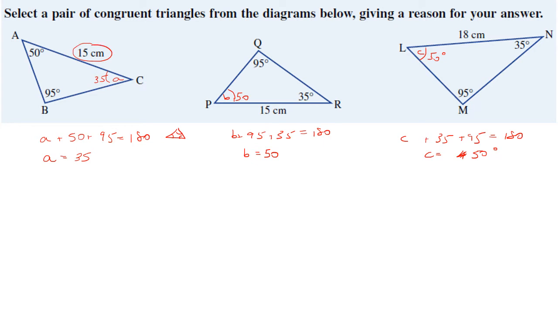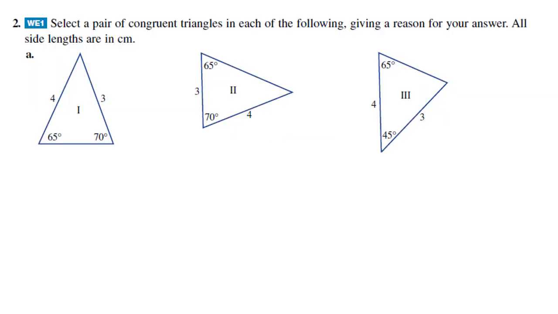Now we need to make sure the sides are corresponding. So what that means is, in our first triangle, we'll call this triangle ABC, the side that's 15 centimeters long is opposite the angle that's 95. If we look in triangle B, our side that's 15 is opposite our angle that's 95. So these two triangles are congruent. But let's just compare, for example, over here, our angle that's 95 is opposite to a side that is 18 centimeters long. That is not 15, so this triangle is not congruent.